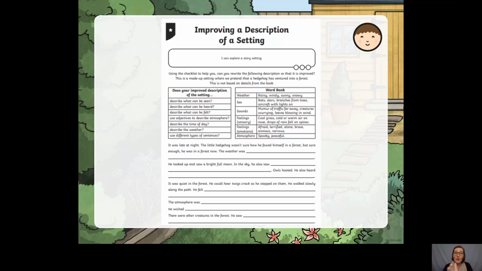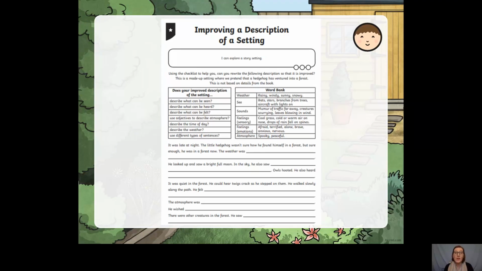Right, so you have a checklist. So does your improved description of your setting describe what's been seen, describe what's been heard, describe what's been felt, describe the atmosphere, describe the time of day, describe the weather, and use different sentence types? Now you also have a word bank here that's going to help you. Now what I've done is already got most of the setting written out for you and you're going to add in the words as needed.